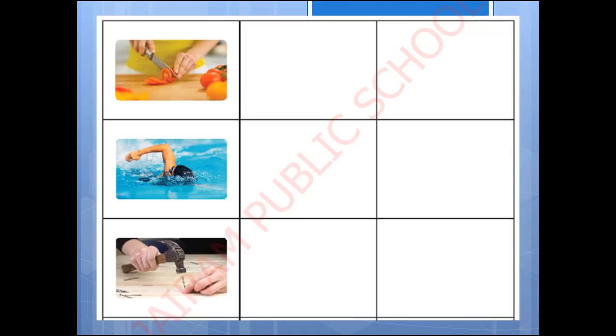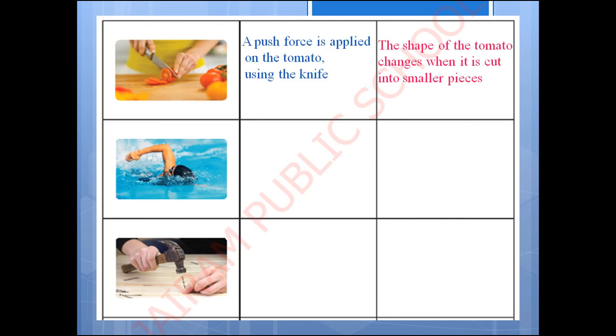Now we can discuss the second image. You can see a lady cutting a tomato. What happens here? A push force is applied on the tomato using the knife. So what will be the effect? The shape of the tomato changes when it is cut into smaller pieces.